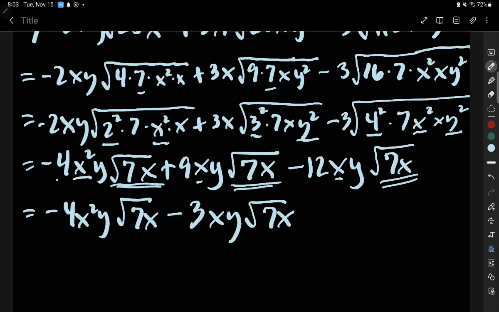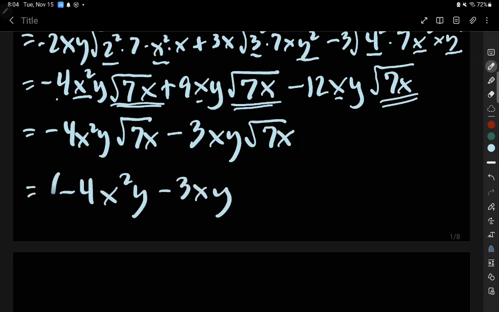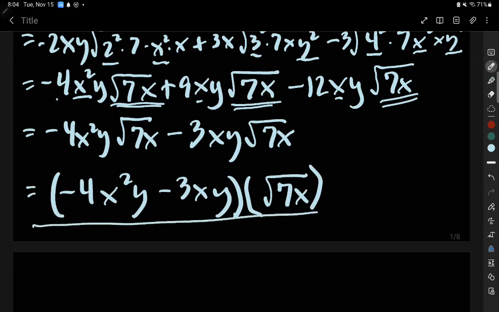Next is we cannot combine them, but at least we can put them together. Okay, so meaning we cannot combine the values negative 4x squared y and negative 3xy. But we put them together so that it's only one radical sign, square root of 7x. So that is what I'm talking about. So we put them together in one parenthesis, and the radical symbol will be only one, but we didn't combine them. So that's it. That's the final answer.